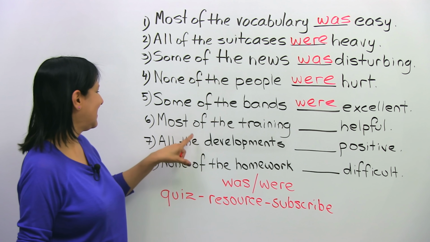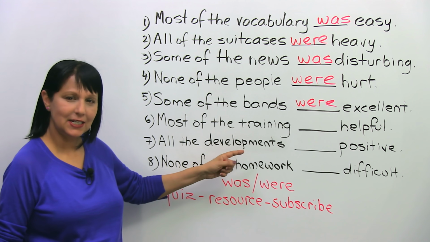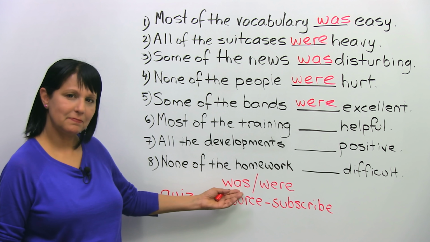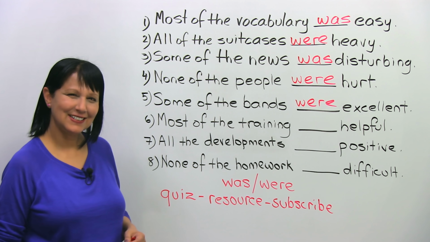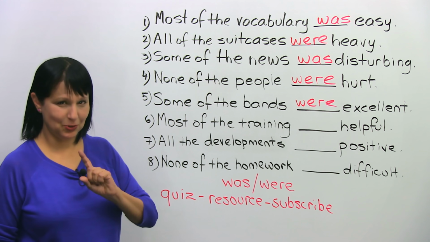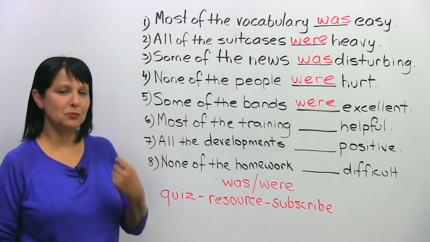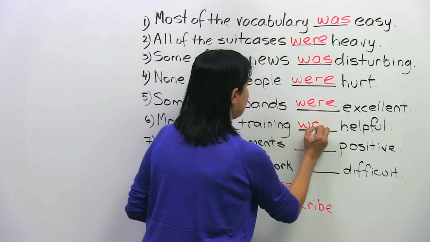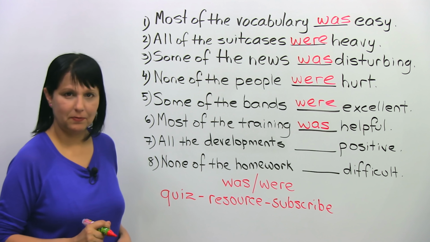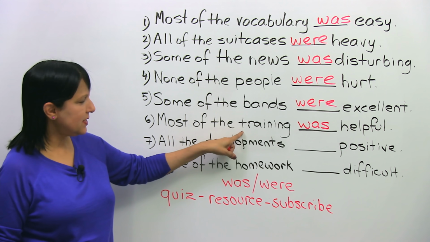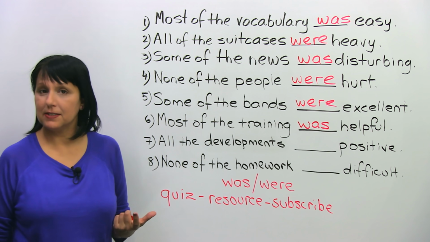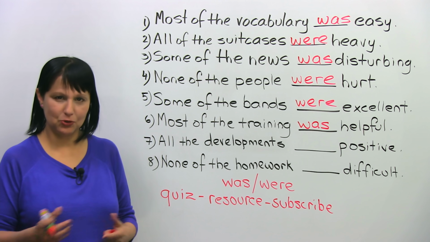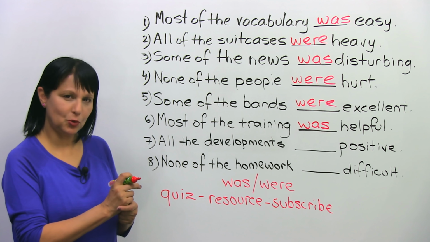Okay, good. Next, most of the training, blank, helpful. Was, were, okay? This is uncountable. So when we have uncountable, what do we use? The singular. Most of the training was helpful. Very good. But if we said here, most of the courses were helpful, okay? Courses would be countable. And then plural.